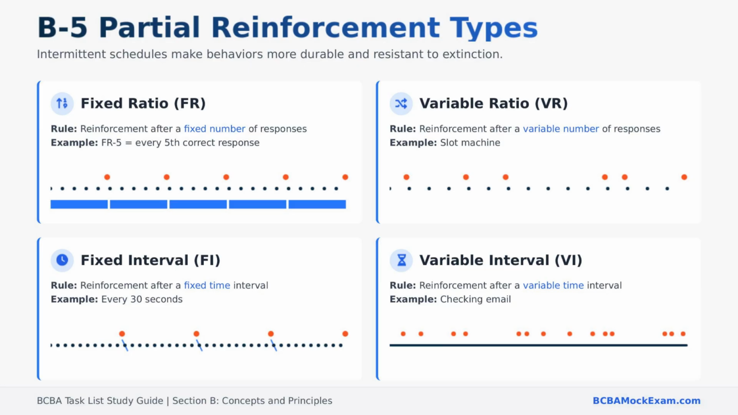First, fixed ratio, FR. Here, reinforcement comes after a set number of responses. For example, FR5 means the learner gets reinforcement every fifth correct response, no more, no less. Think of a factory worker paid for every 5 products made.